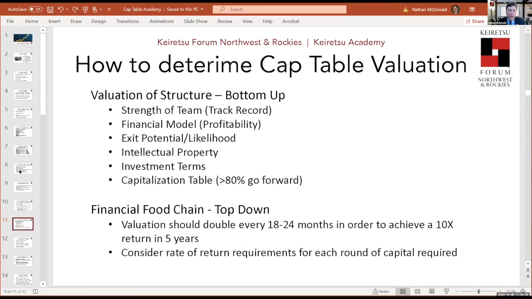And then we got to look top down. If you want to hit a high growth company, it's got to double in value every 18 to 24 months to get 10x in 5 years. And again, that's not going to happen most of the time, but we'd like it to be able to happen. So, you're looking at a 50% discount, 60% discount rate, per year of growth in order to be able to hit that level. And so you've got to think about the return requirements and how much capital is needed in order to be able to at least get a shot of being close to that food chain.